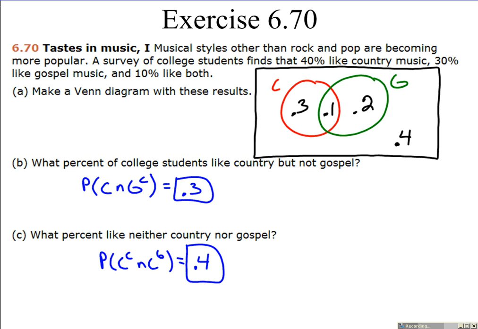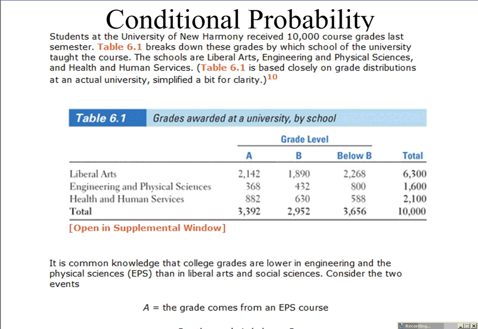Conditional probability. Students at the University of New Harmony received 10,000 course grades last semester. Table 6.1 breaks down these grades by which school of the university taught the course. The schools are the liberal arts, engineering and physical sciences, and health and human services.